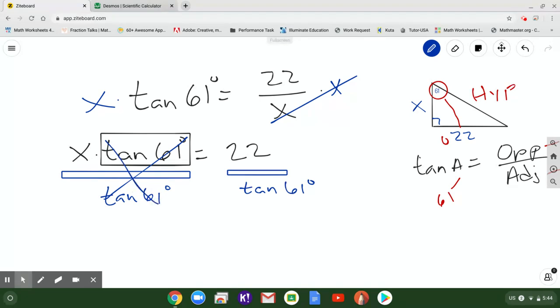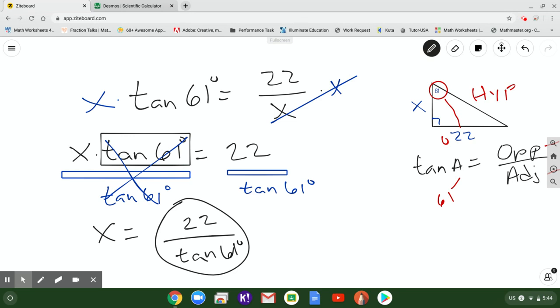So those cancel out. So your answer is going to be 22 over tangent of 61. So if you were by yourself and all you had was your textbook and you didn't have a calculator with that tangent button, if you wrote this as your answer, I would be so happy because that's all I care about, that you understand that the solution to this answer is 22 divided by tangent of 61. That's what I'm looking for.